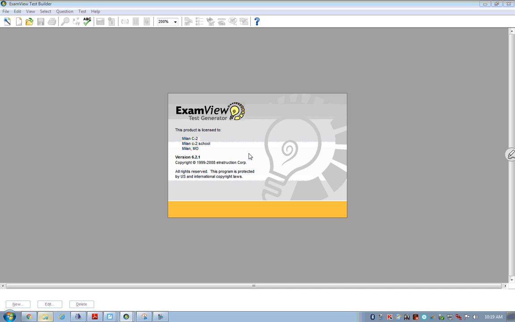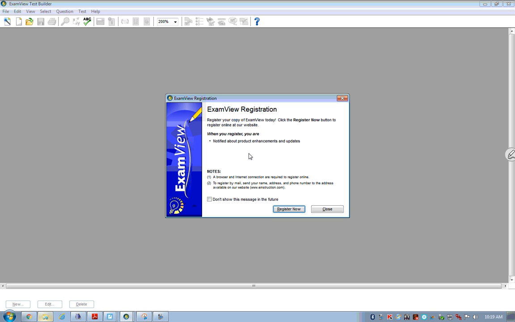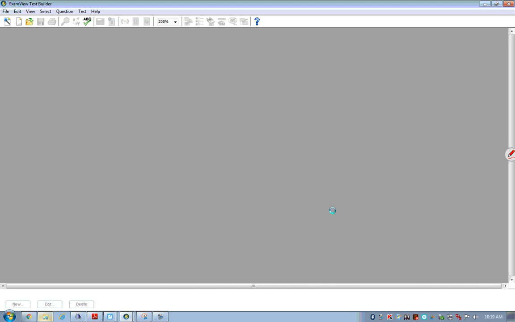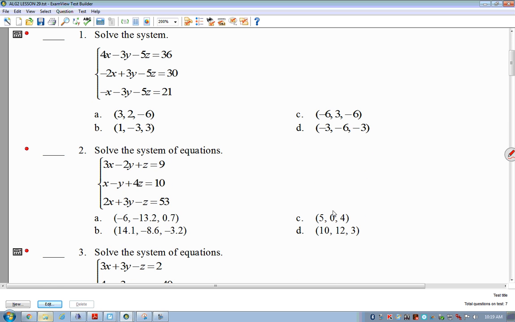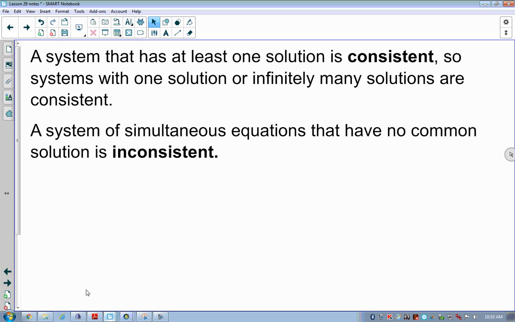All right. I think you guys have some of this in front of you. Okay, so here's an example of one. We've got 4x minus 3y minus 5z equals 36, minus 2x plus 3y minus 5z equals 30, negative x minus 3y minus 5z equals 21. All right, you guys have this in front of you. Is this the same one that you guys have? Okay. What I'm going to do at this point is I'm going to go back here. Let's see if I can find it.